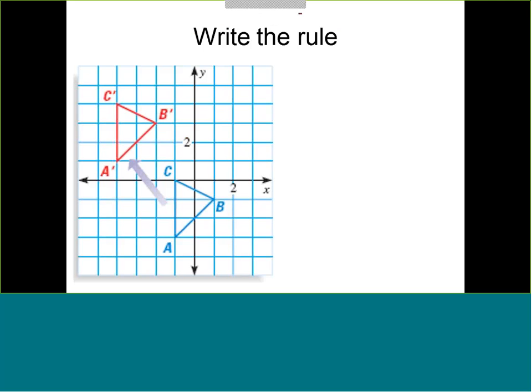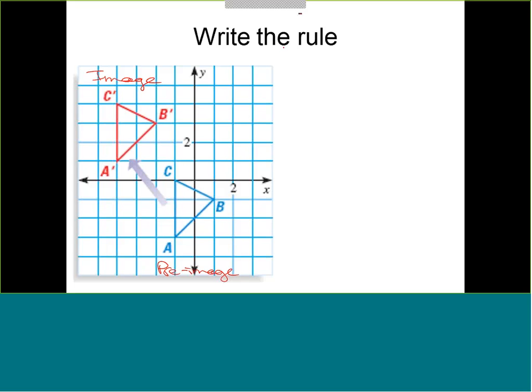If we take a look at these 2 shapes, the first thing I'm going to do is identify my pre-image, and then I'm going to identify my image. The reason I know this is my pre-image and this one is my image is because of the labeling. This triangle down here is labeled ABC. This triangle up here is labeled A prime, B prime, C prime. That apostrophe is known as prime notation. So your pre-image is going to be labeled with just your regular letters, and then your image, after you do your transformation, is going to be labeled with prime notation, or with the apostrophes.